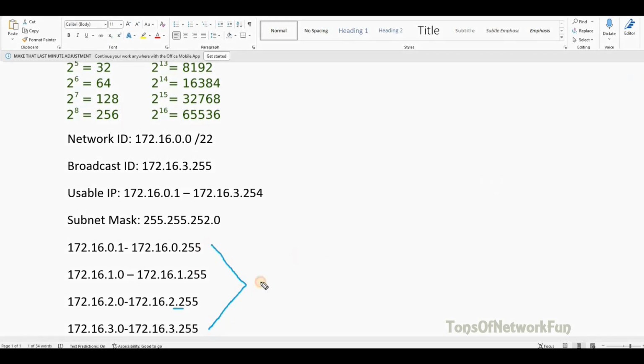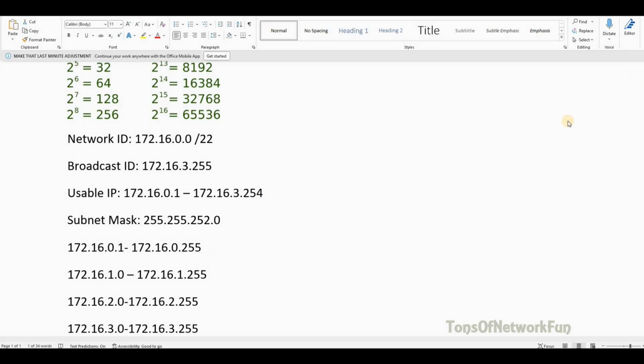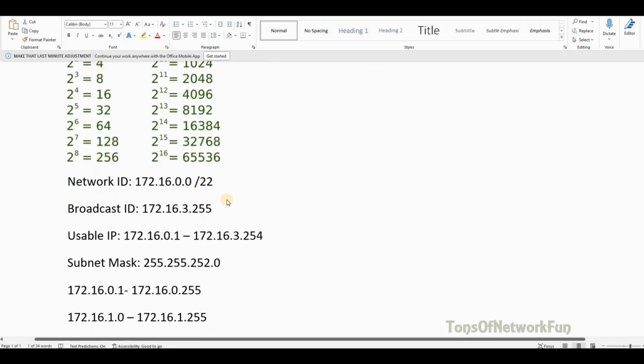From here, first subnet, and each of these will give us around 256. Here you are getting 256, and here also you are getting 256, and 256 plus 256 plus 256 plus 256 is equal to 1024, or 256 times 4 will give you 1024. So we are satisfying our requirement with our first subnet, right? We don't need to go beyond this. The only requirement is 1000 hosts. We can use this first subnet for that.